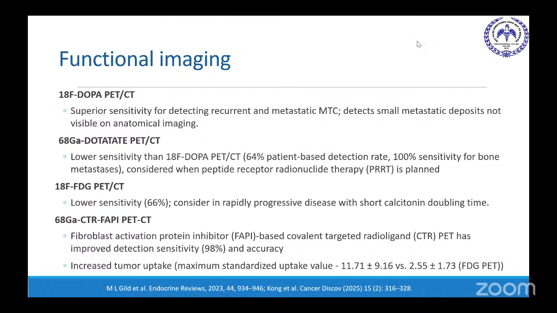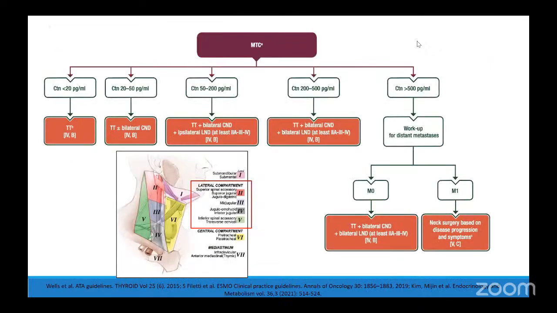And F18 FDG PET has a lower sensitivity in the initial phase, but if it is a rapidly progressive disease with a very short calcitonin doubling time, we can use this functional imaging. Newer studies have shown the fibroblast activation protein inhibitor, the FAPI-based PET, to have an increased sensitivity and accuracy. After the initial imaging and the staging, further surgical management can be assisted by the calcitonin levels.